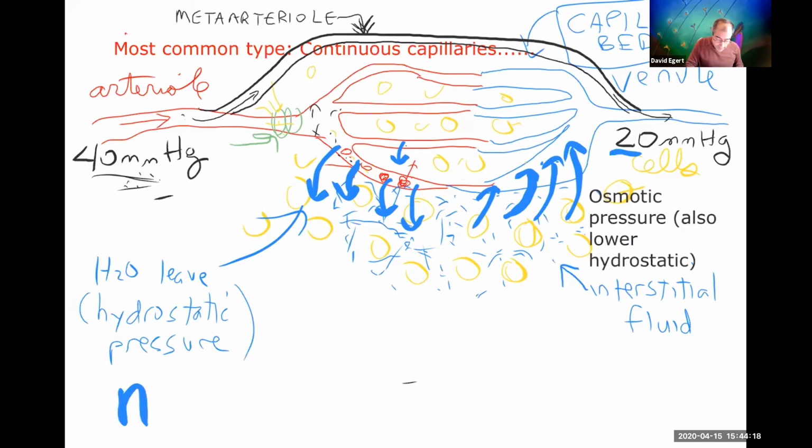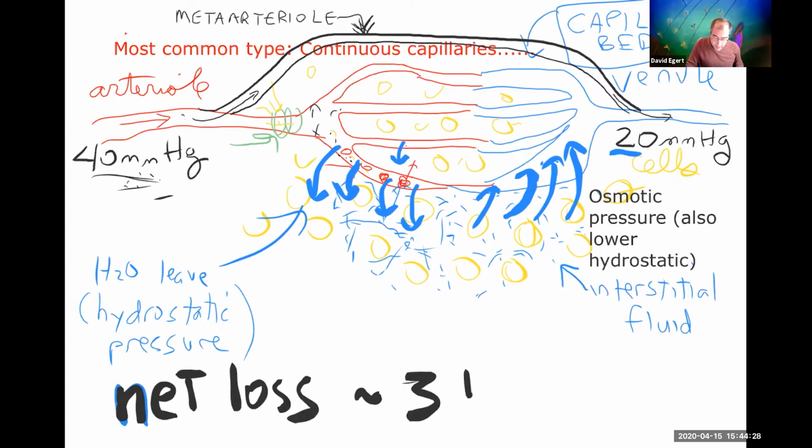Let me do this in black. Like around 3 liters per day. So every day there's a net loss of about 3 liters out of your bloodstream just into this interstitial space, the space between the cells.